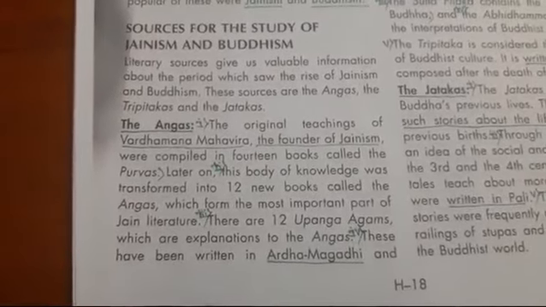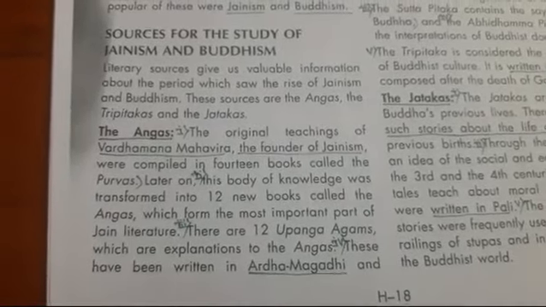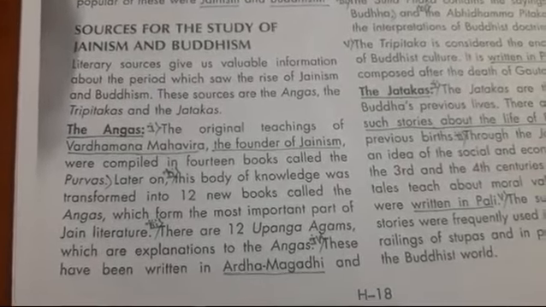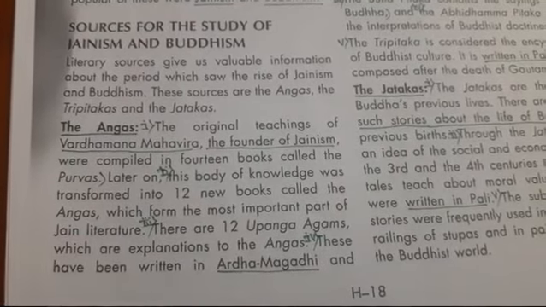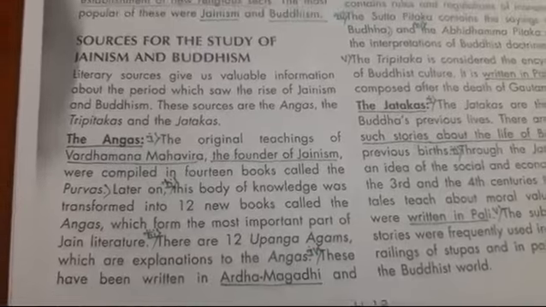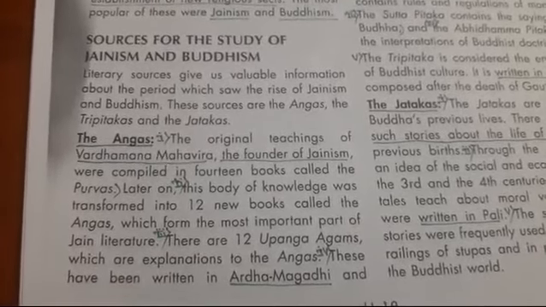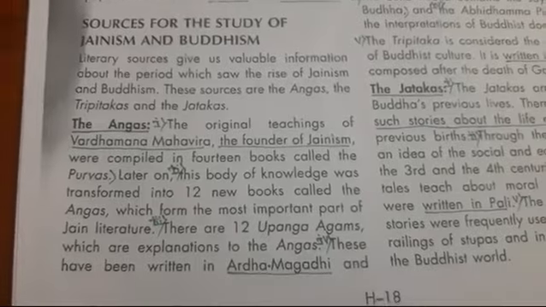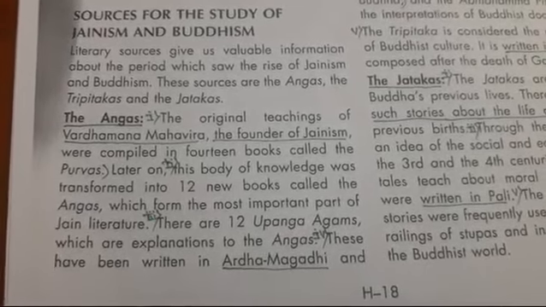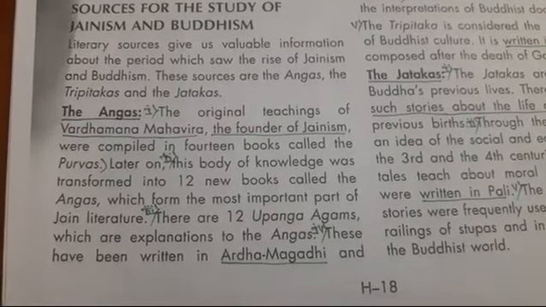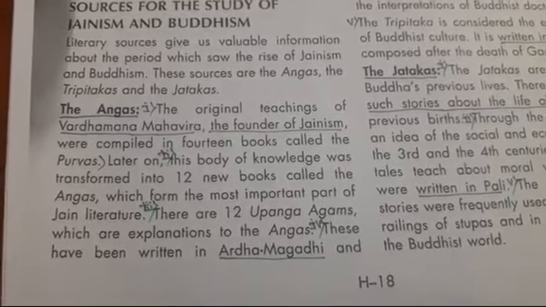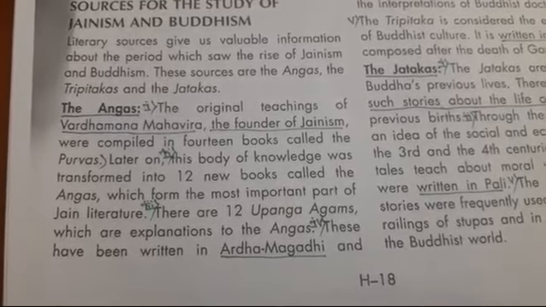First, you know, source is very important for each chapter. Now here the first source is the Angas. From the Angas, a question can come: write a short note about the Angas, or state the importance of the Angas in the 6th century BCE. Now 5 points I will give you from the Angas. Point number 1, the original teachings of Vardhamana Mahavira, the founder of Jainism, were compiled in 14 books called the Purvas. Very important objective also, name the founder of Jainism.